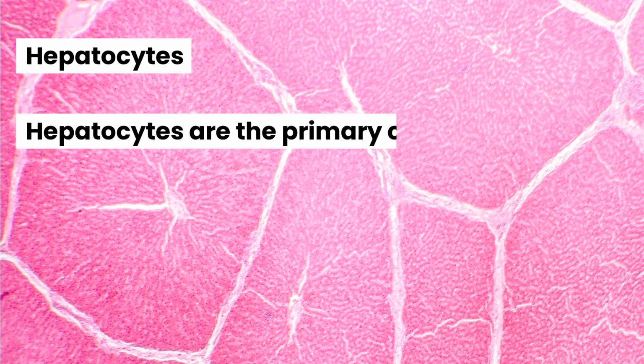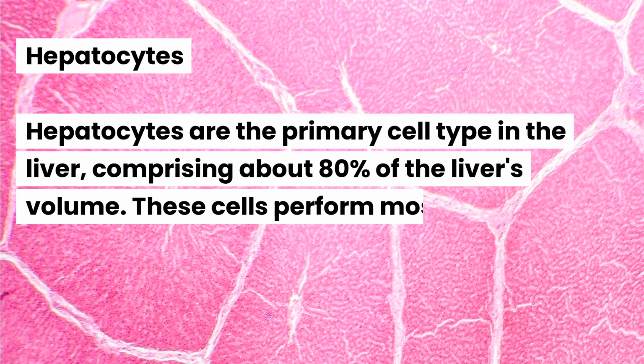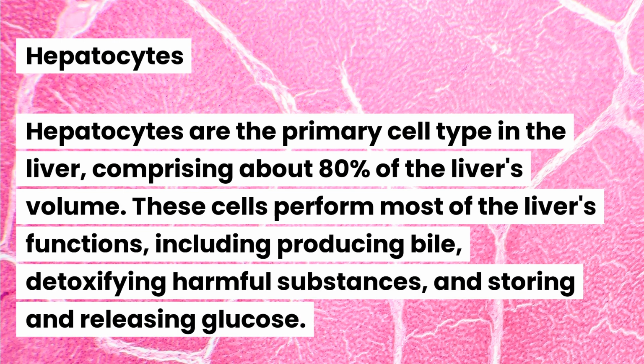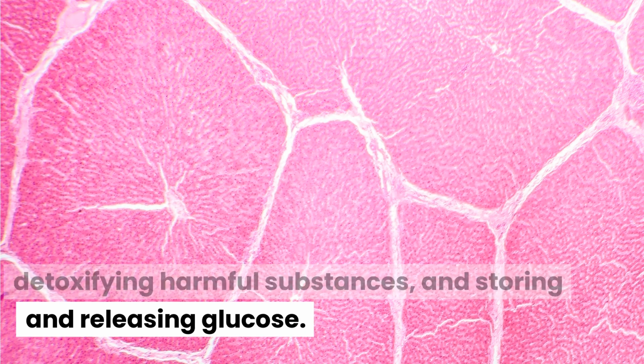Hepatocytes are the primary cell type in the liver, comprising about 80% of the liver's volume. These cells perform most of the liver's functions, including producing bile, detoxifying harmful substances, and storing and releasing glucose.